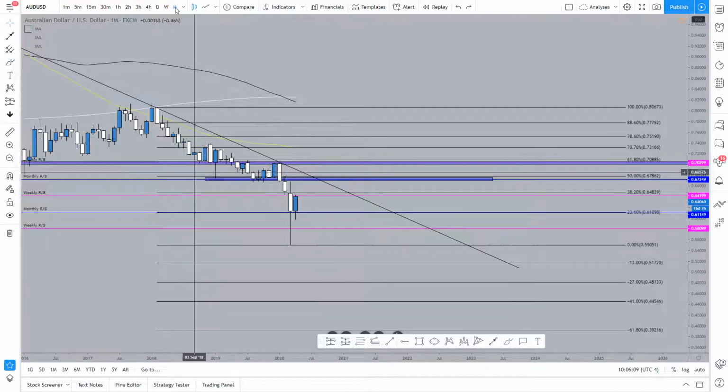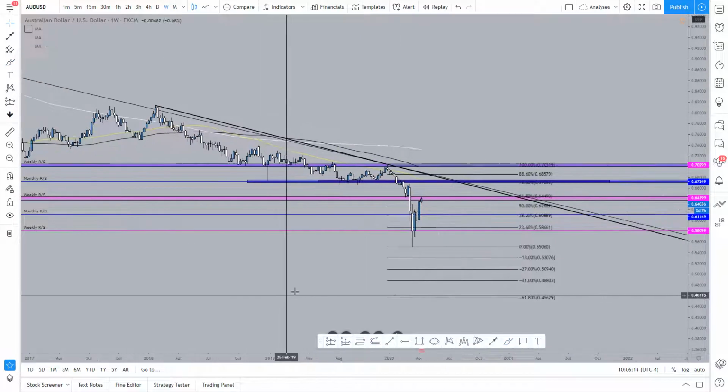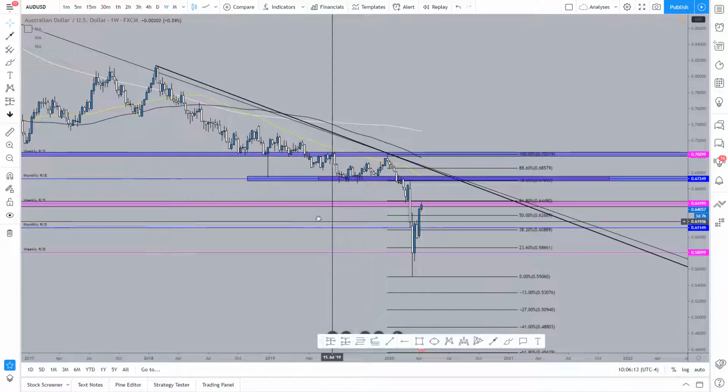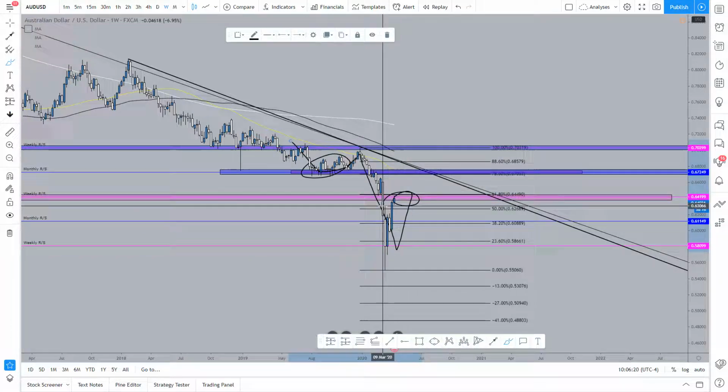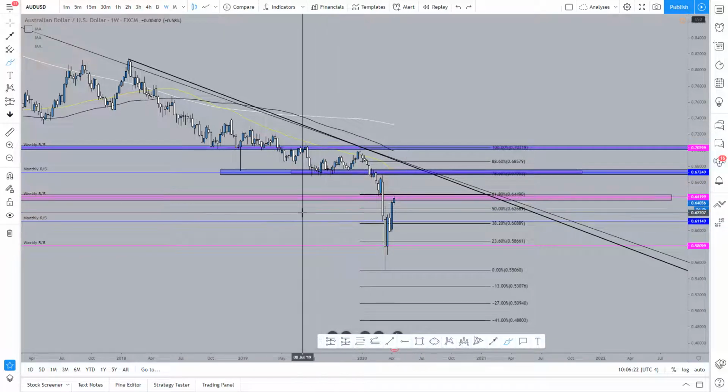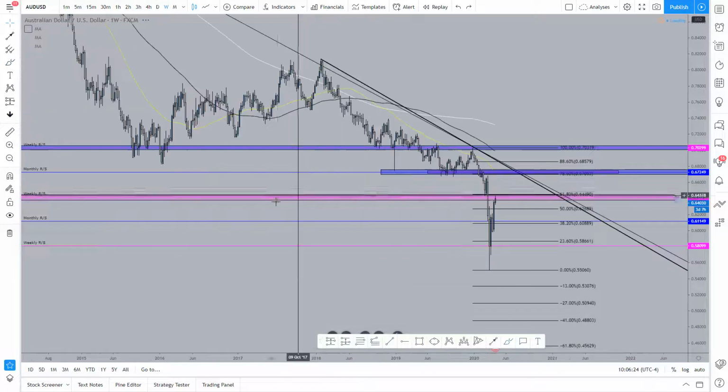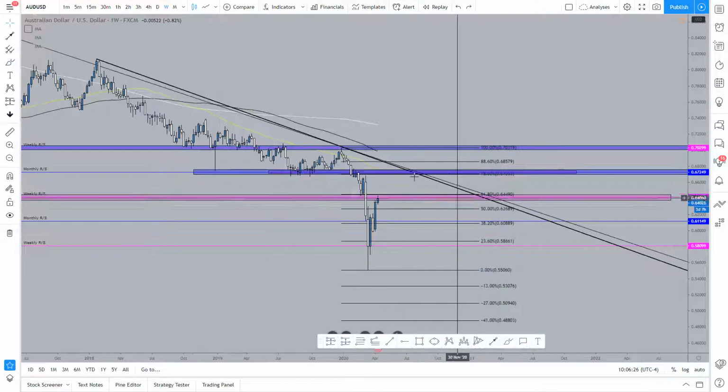So now let's go to the weekly time frame. The weekly time frame is clearly making lower low and lower high. So lower low, some accumulation here, lower high, lower low, we're making a lower high. And then you are sitting on a confluence zone there.